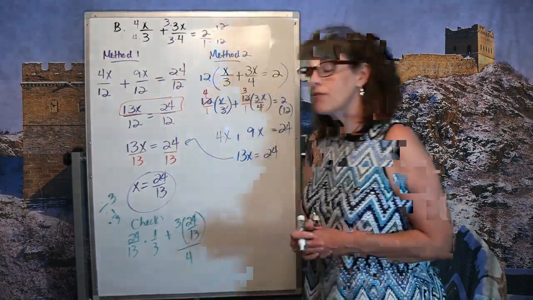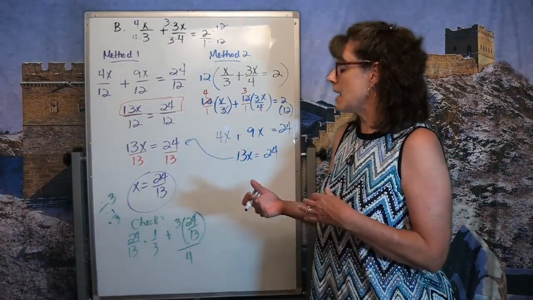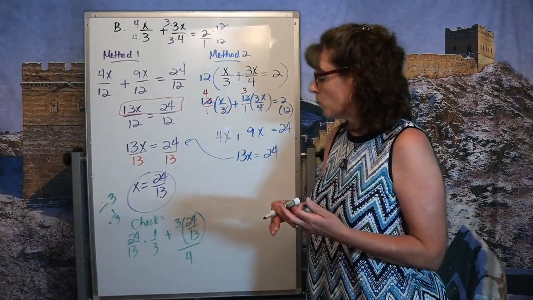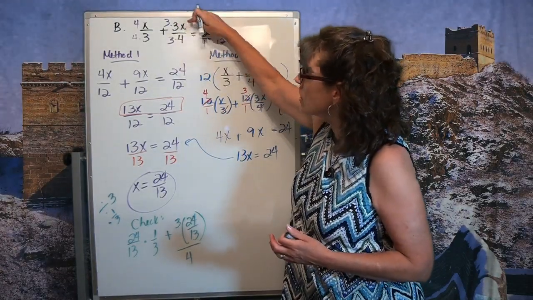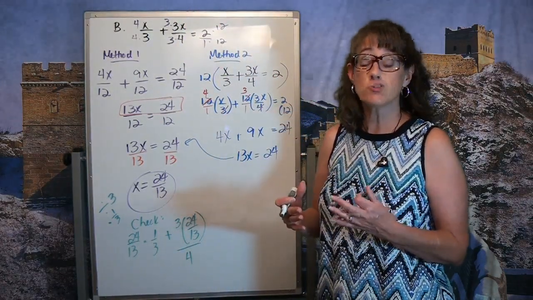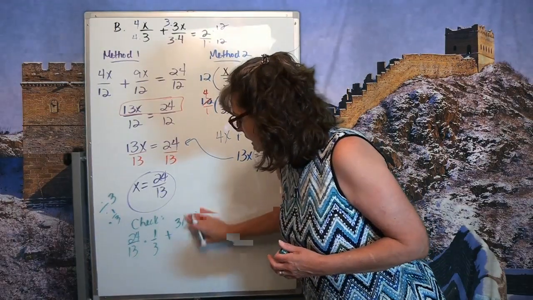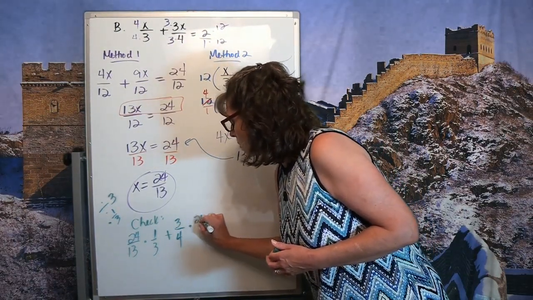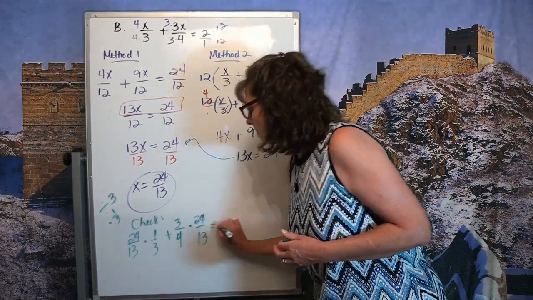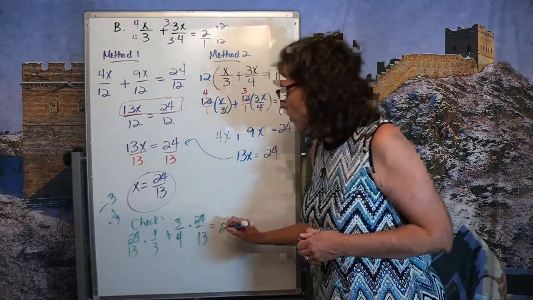And again, dividing by 4 is the same thing as multiplying by its reciprocal 1/4, or we can also look at this as 3/4 times x, which is a little bit easier to understand. So I'm going to take this as 3/4 times that x of 24 over 13. I better get a 2 when I do all that.